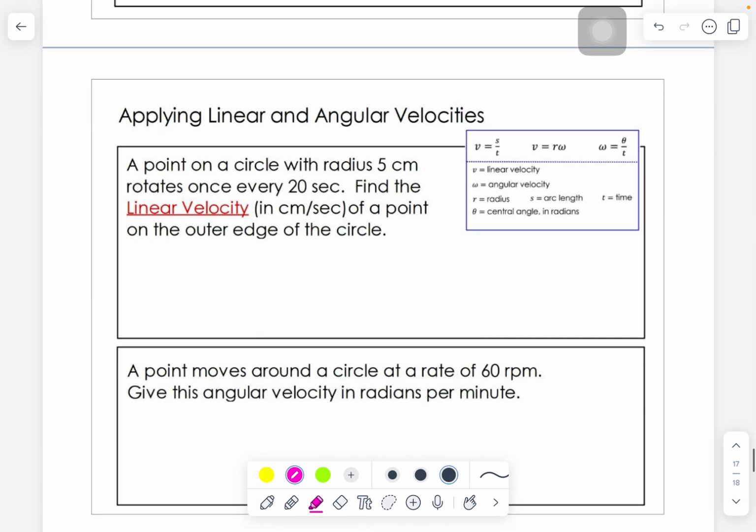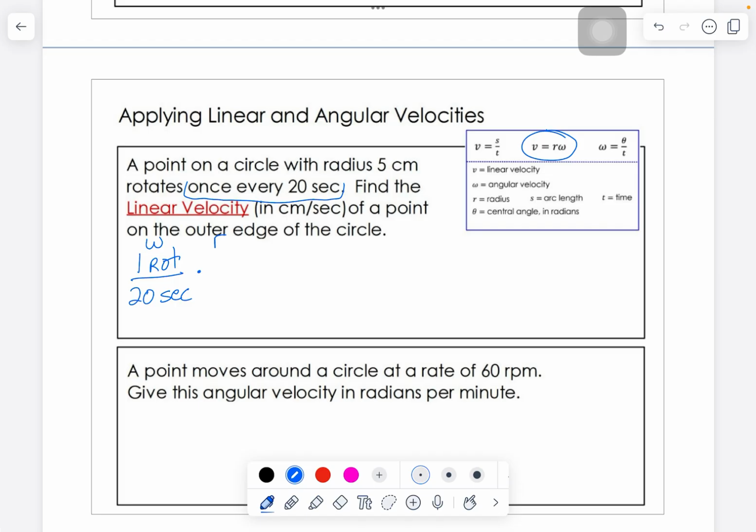Okay, so a point on a circle with a radius of 5 is hanging out on that circle. That dot is just going to cruise around that circle. It takes one rotation every 20 seconds. Find the linear velocity. Okay, because I'm given an angular velocity, and that angular velocity is talking about the angle changing. The angle rotates one rotation per 20 seconds. By the way, because I've got angular velocity, I'm using that formula. So here is my, it's kind of backwards, I got my W first, times the radius.